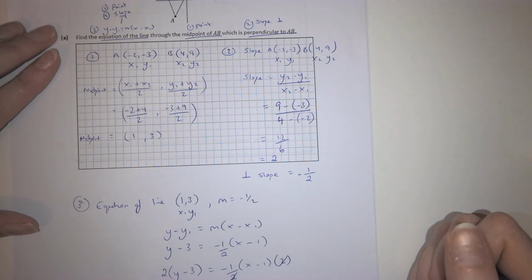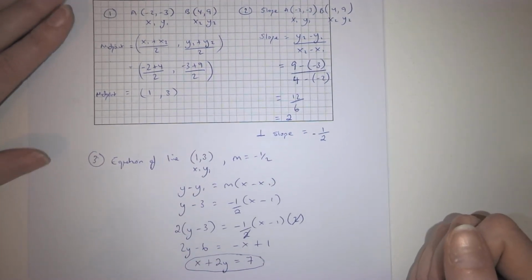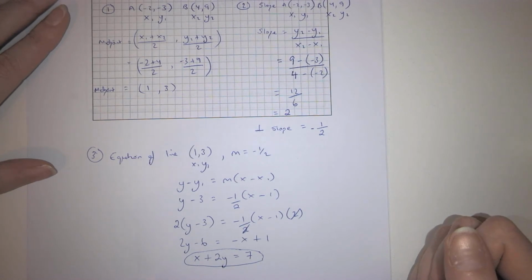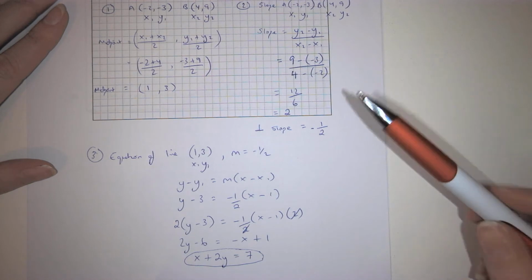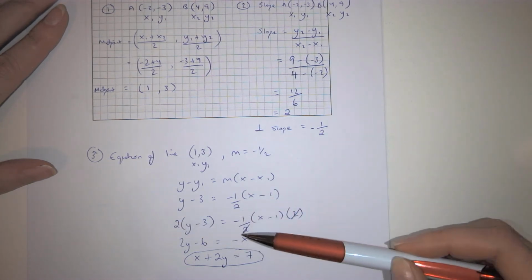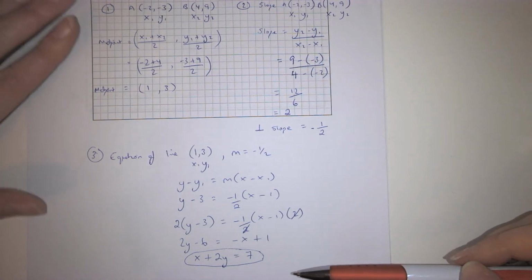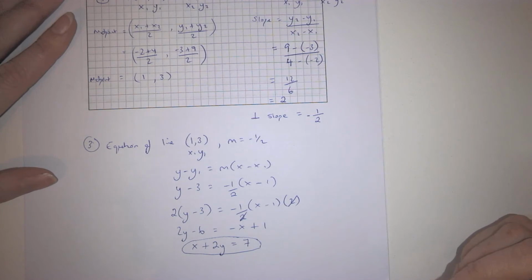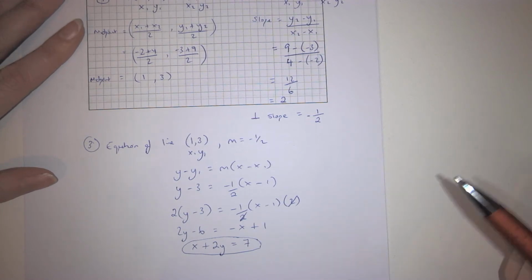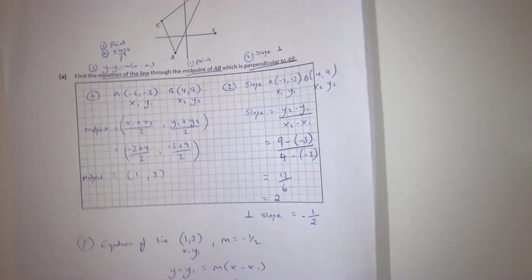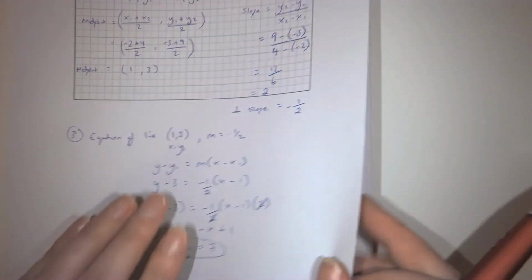Your last thing to do is fill it into the equation of the line formula. Now that you've got your point and your slope, fill it in. So your point is (1, 3), your m or your slope is -1/2. Fill it in. All I've done here to get rid of the fraction is multiply both sides by 2, and obviously on the right hand side they cancel. Multiply out, and then it doesn't really matter which way you leave your answer. They haven't specified how they want the answer, so you can leave it any way you like. So it's x plus 2y is equal to 7. So that's the first part of the question.